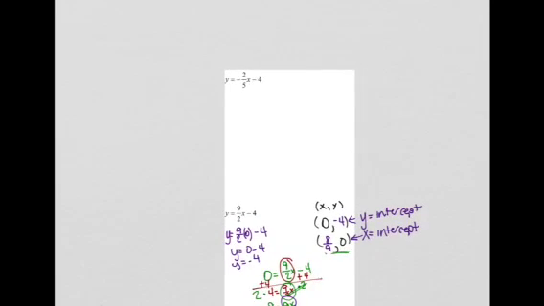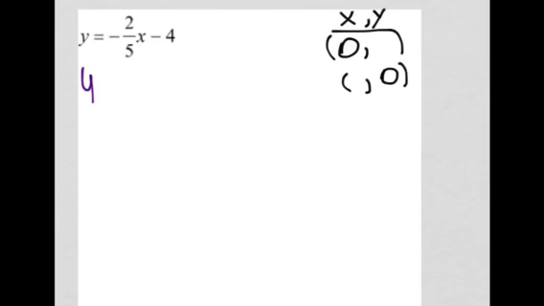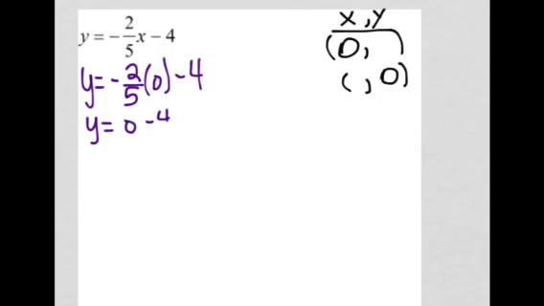Let's move on to number 2. Again, I'm looking for my x and my y intercepts. I want to know what y is when x is 0, and I want to know what x is when y is 0. So I begin by filling in 0 for x. So I have y equals negative 2/5 times 0, minus 4. Well, I know anything times 0 is 0. So negative 2/5 times 0 has got to be 0. So I end up with y equals 0 minus 4.